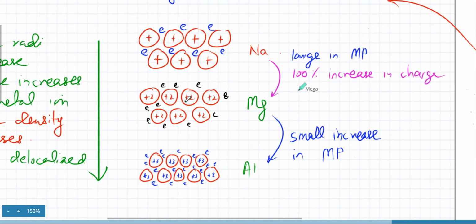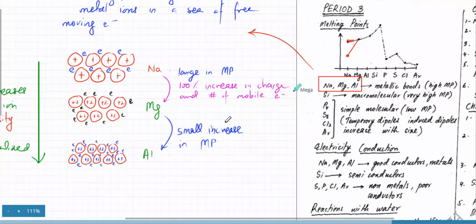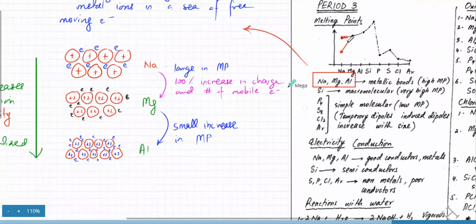And also the number of delocalized electrons and the number of mobile electrons. So when you move from Na to Mg, all of a sudden everything doubles. Na is +1, Mg is +2. That's twice the charge. Na has one delocalized electron, but Mg produces double that. It produces two electrons. So which is why there's this significant jump. Na and Mg are going to have a large variation in the melting points.